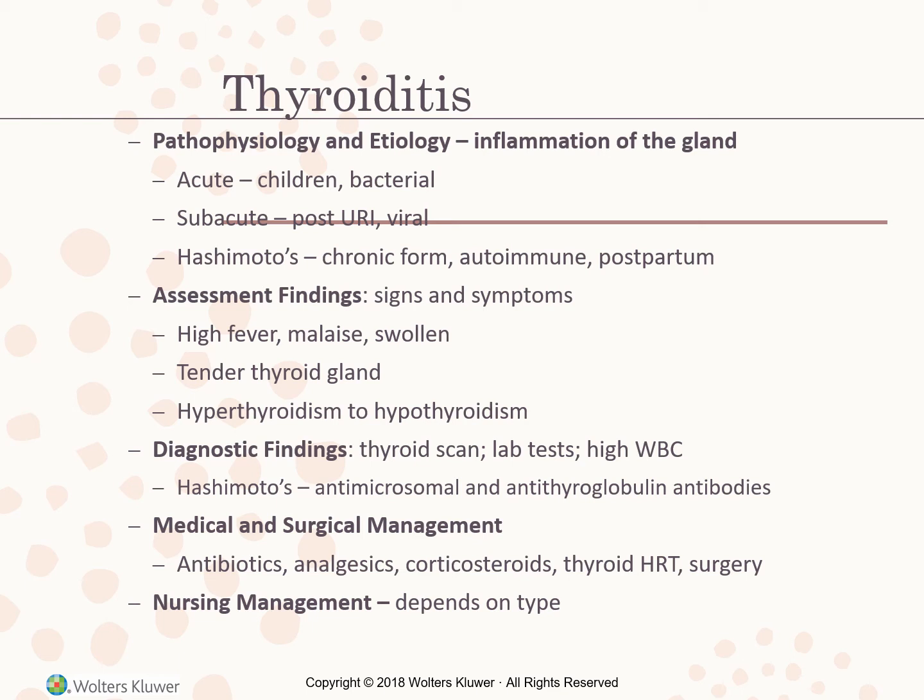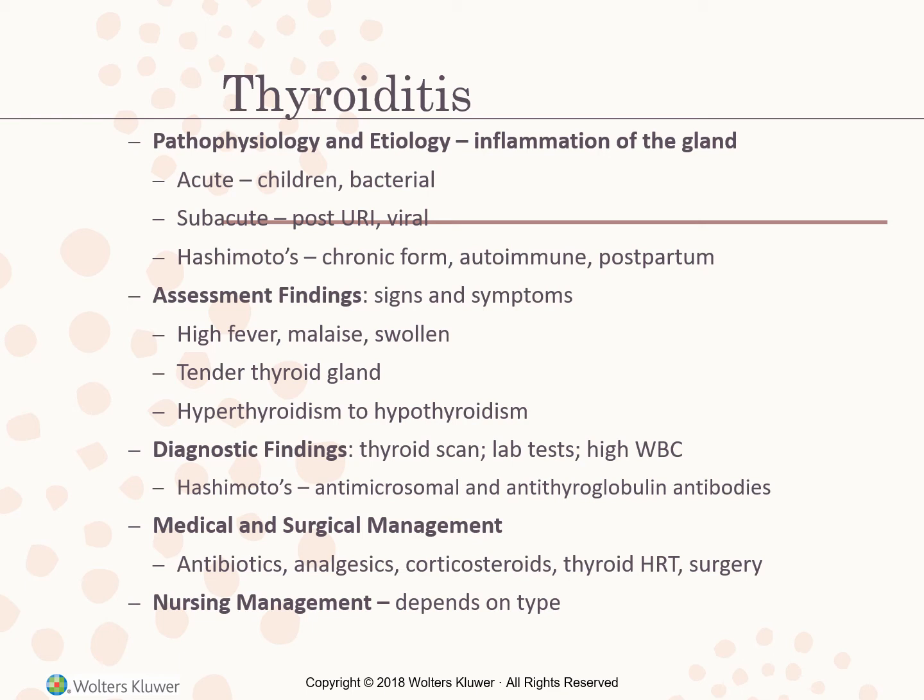So, acute thyroiditis is the most common in children and will appear to result from a bacterial infection of the gland. Acute thyroiditis is fairly rare due to the efficacy of antibiotic therapy. So, one type of subacute thyroiditis can follow an upper respiratory viral infection, and the most common type is Hashimoto's thyroiditis, which is a chronic form of thyroiditis believed to be an autoimmune disorder that develops in the postpartum period.